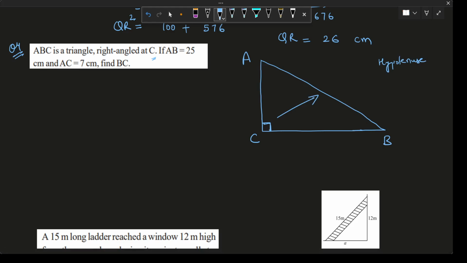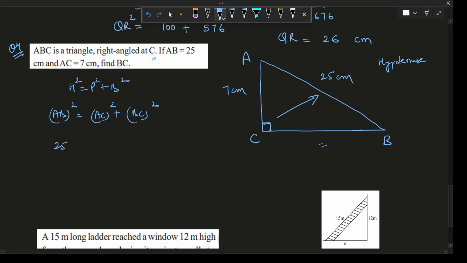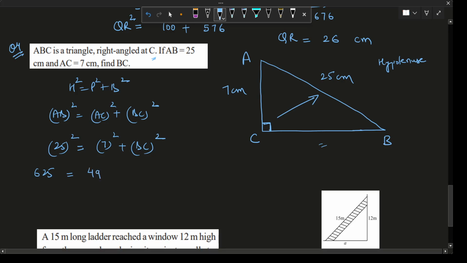And what is that given as 25 centimeter, AB दिख रहा है आपको. AC is 7 centimeter. आपको BC find out करना. Now here you have to find out what? BC. You know hypotenuse square is perpendicular square plus base square. Okay, hypotenuse is what here? AB square is AC square plus BC square. AB is 25 square, AB square. AC square is 7 square. What is 25 square? 625. 7 square 49. सॉल्व करते हैं.